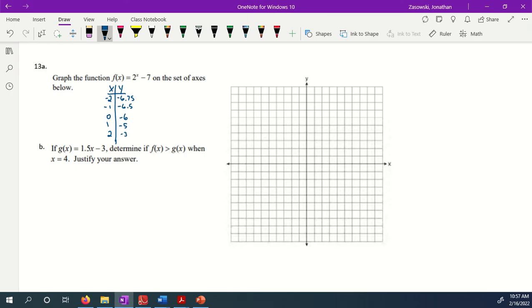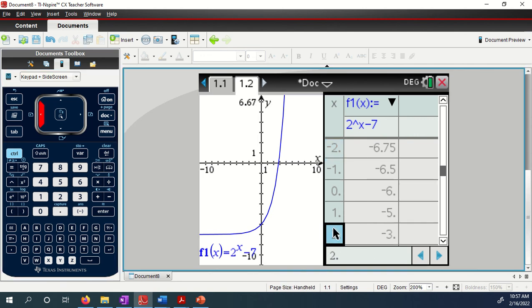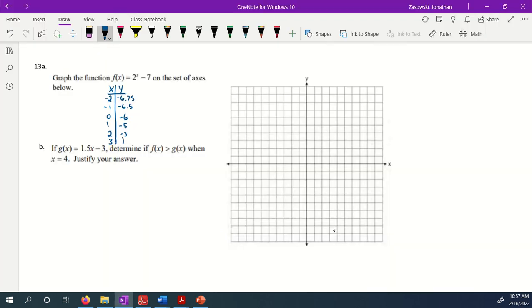We do want to put another number in here so that we can get above the x-axis and see where we're heading. So we will include 3. 3 is 1, and then 4, if we want to put it, is 9. So at 3, we're at 1, and we know at 4, we're at 9. We can put it up there for ourselves, and then we know we're heading down. 2 is -3, 1 is -5, 0 is -6, -1 is -6.5, and -2 is -6.75.